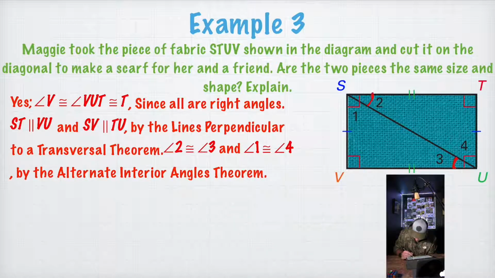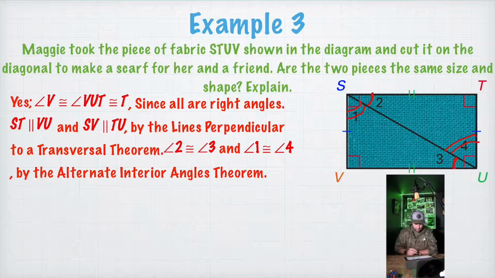Angles 2 and 3, 1 and 4 are congruent. And we already stated that V and T are congruent. So now we know that all three angles in both those triangles are congruent. And that's really, really important. Now we have to prove that all the sides are congruent.